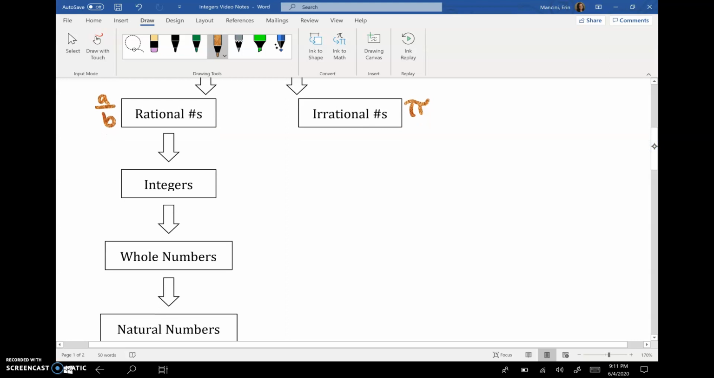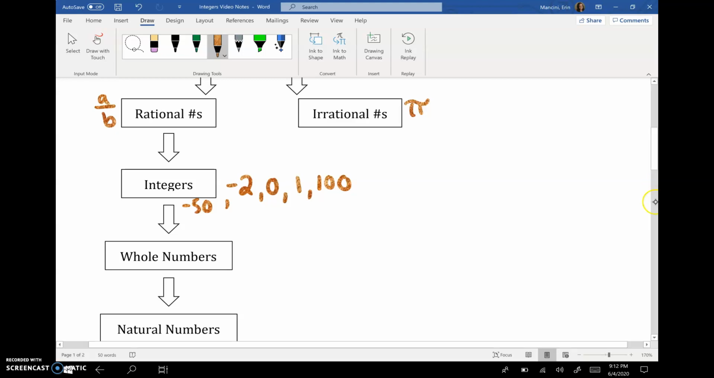So branching off of rational numbers, we're going to get more specific than anything that can be written as a fraction, and we're going to talk about integers. Okay, integers are numbers like this: -2, 0, 1, 100, could be -50. These are all integers. So they're like whole numbers that don't have a part. So they don't have a fraction or a decimal after them.